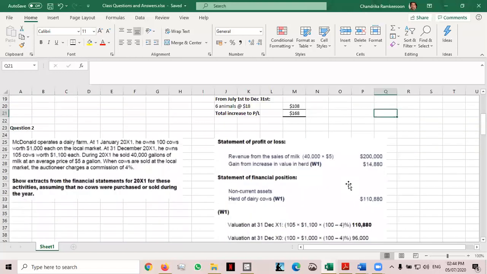McDonald operates a dairy farm. At 1st January X1, he owns 100 cows, worth $1,000 each on the local market. Now this example is similar to the first one, except now we are dealing with the output of the animals as well, which has to be considered. So at 1st January, he owns 100 cows worth $1,000 each.